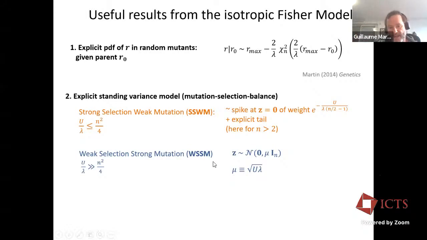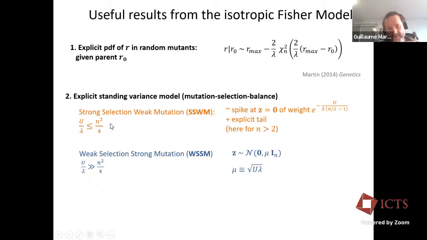And so in this case, the phenotypes are now Gaussian. They are centered on the optimum again, but around that, there's no spike. There's a Gaussian distribution with a given variance mu. Anyway, there's a Gaussian with a given variance given by this. So we can come up with a heuristic threshold for when one regime happens and the other. It depends on the ratio of mutation rate to mutation effect, as expected.